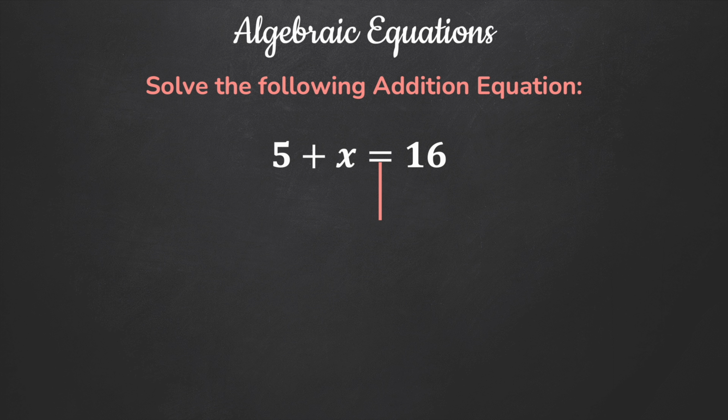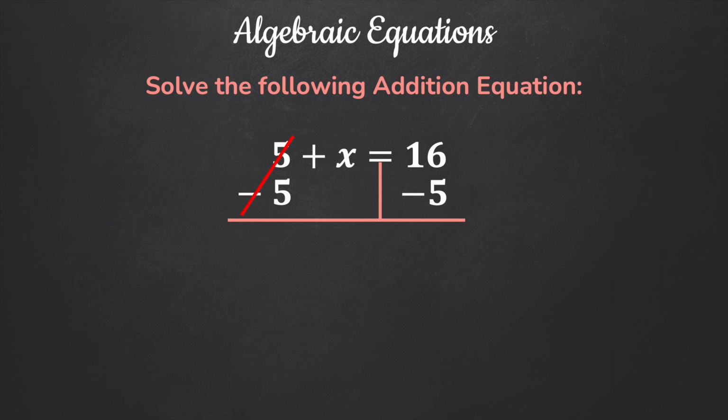In order to do so, we're going to have to get rid of the 5. So 5 plus x is the same thing as x plus 5. We know it's an addition problem. We know that 5 is positive, so we're going to subtract 5 to get rid of the 5 on the left side. But whatever we do to the left side, we have to do to the right side as well.